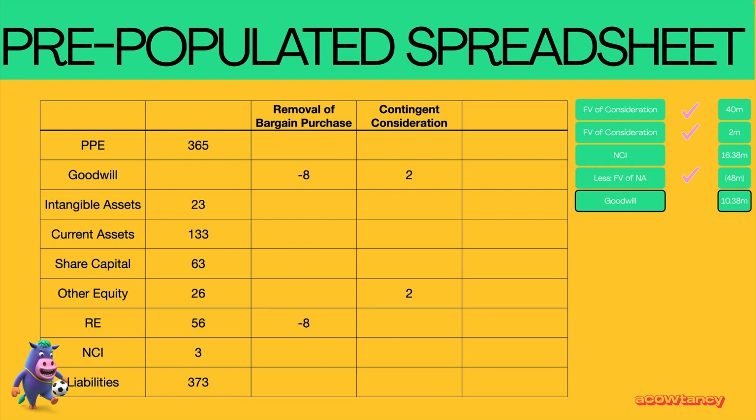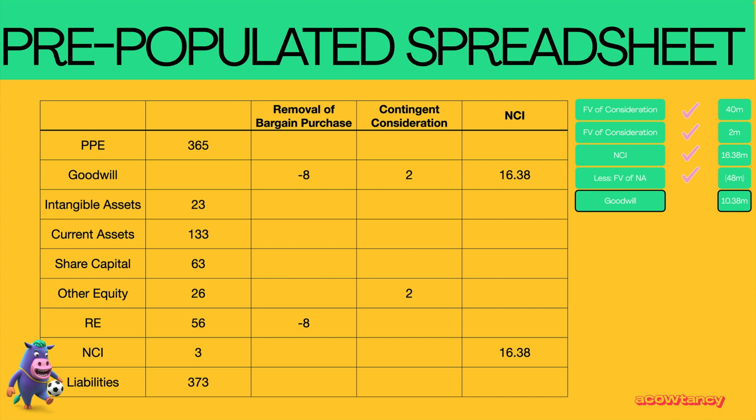And then finally, NCI. So NCI, we think should be 16.38 million. So you put it in NCI, add it on to goodwill, 16.38. Where else is it going to go? NCI 16.38. So you can see all we've been doing is working through the goodwill one step at a time, going from left to right.